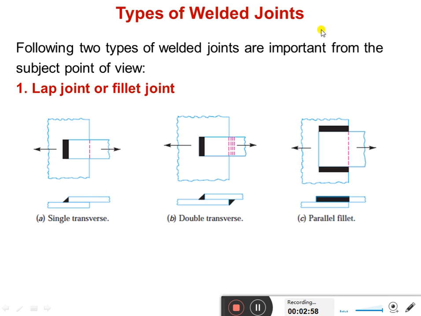And these are the types of welded joints. The first one is the lap joint or fillet joint. Here we can see different types of lap joints, that is single transverse. Here we have welded in a single transverse weld, and the next diagram is double transverse, where we can weld on two sides, and the parallel fillet weld, where the welds are parallel to each other. So these are the lap joints or fillet joints.